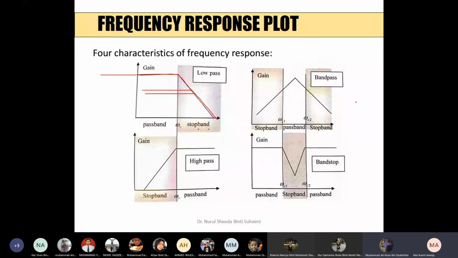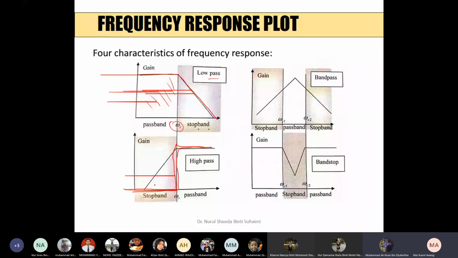Okay. So this is a low pass filter. It passes all the signal below omega C and stops anything above, or it attenuates the signal. This is a low pass. For high pass, it's the other way around. It stops the low frequency. The ideal case is like this. This is the ideal filter.